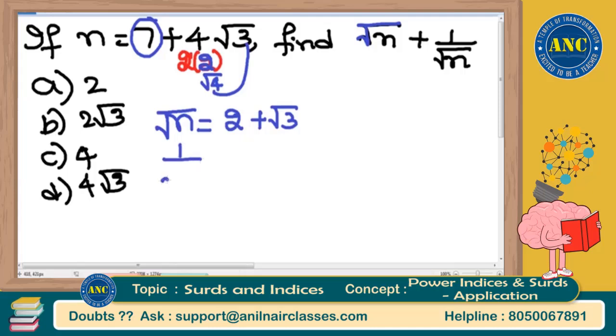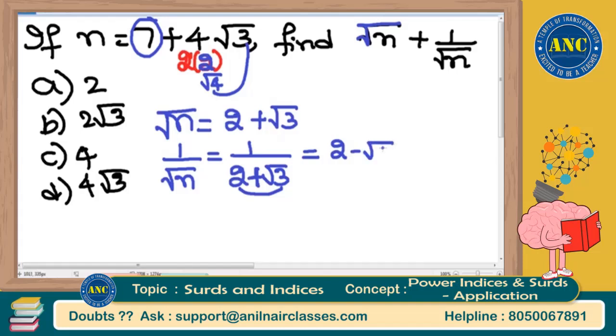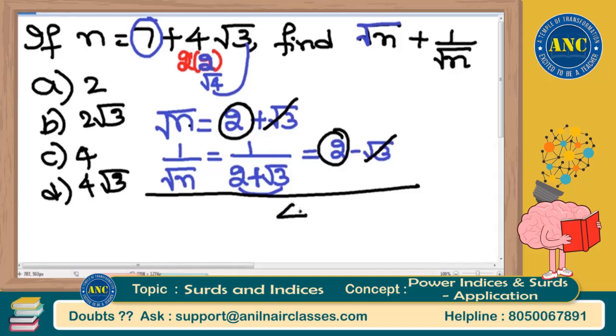So 1 by root n will be 1 by 2 plus root 3, which when I rationalize, root 4 plus root 3, 4 minus 3 is 1 in the denominator. I will get it as 2 minus root 3. They are asking you to add these two values. Root 3 minus root 3 cancels. 2 plus 2 is nothing but 4. Answer for this question is 4.